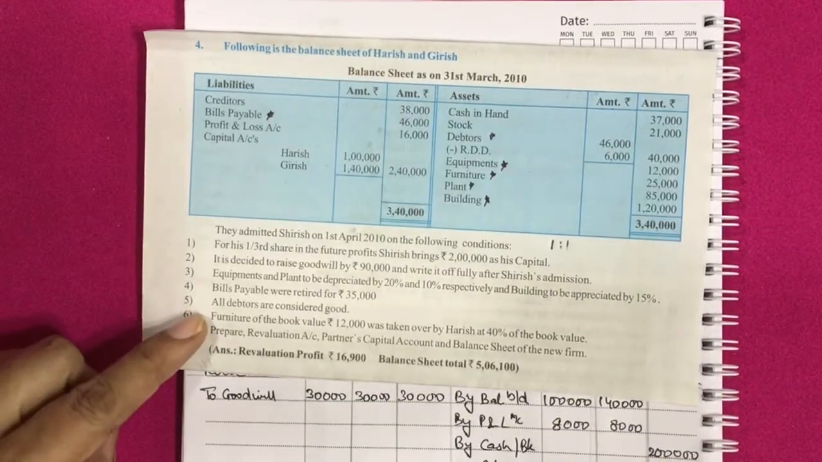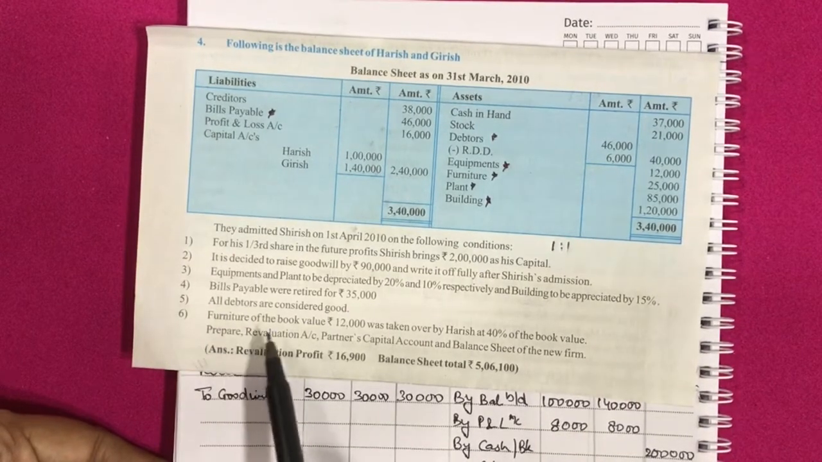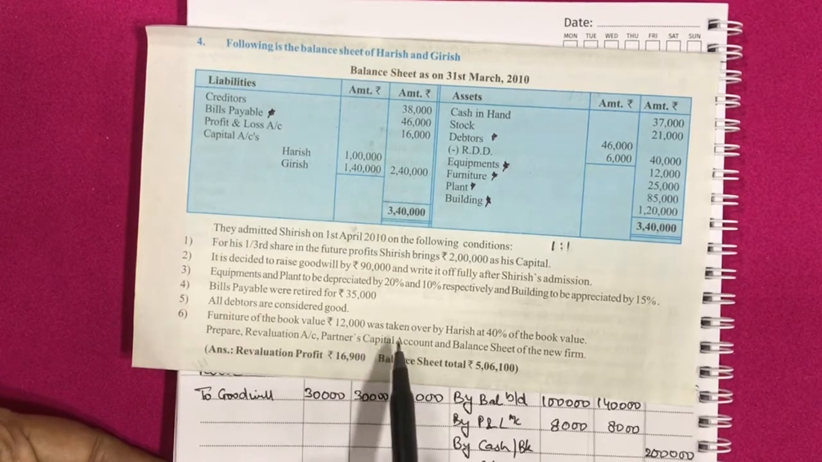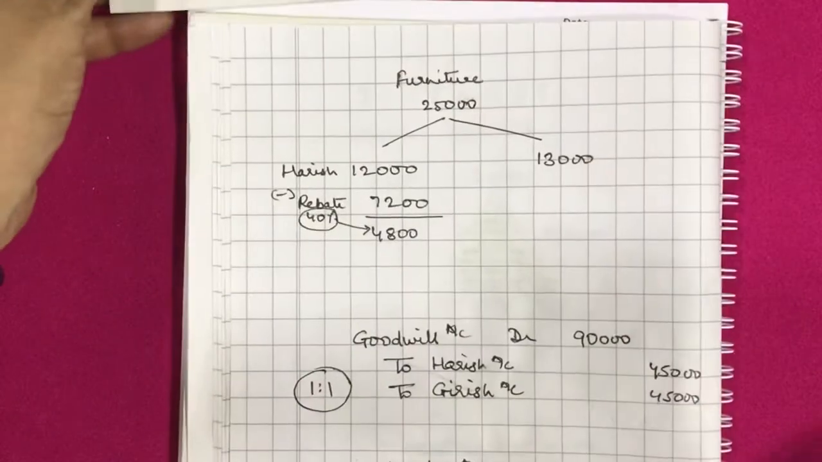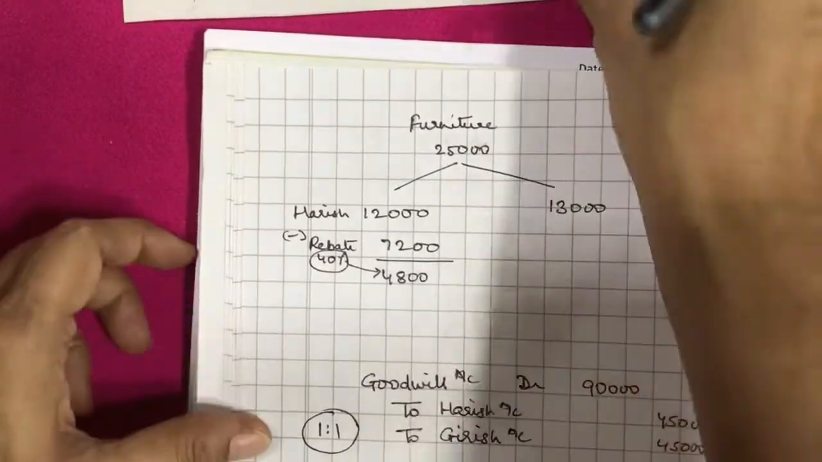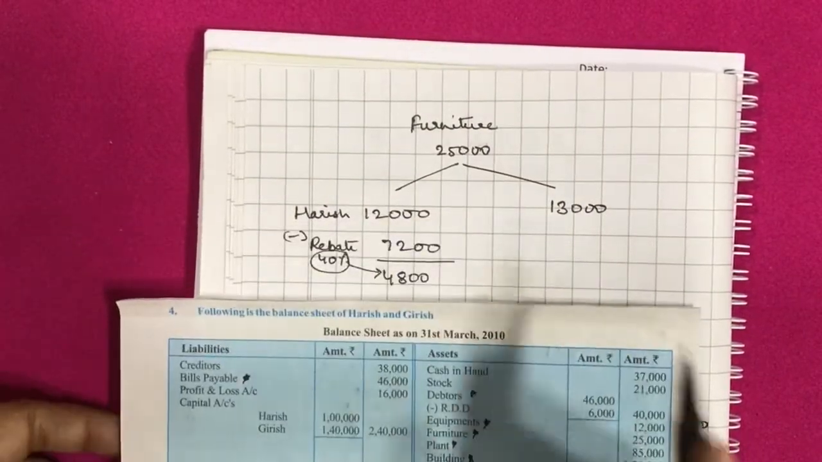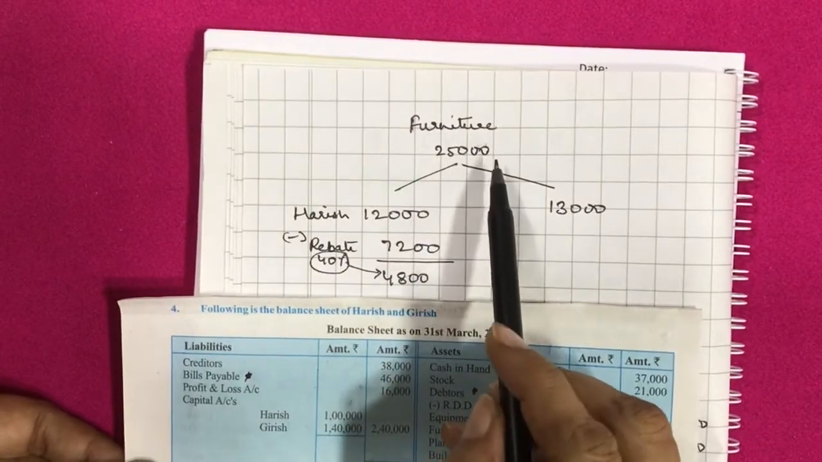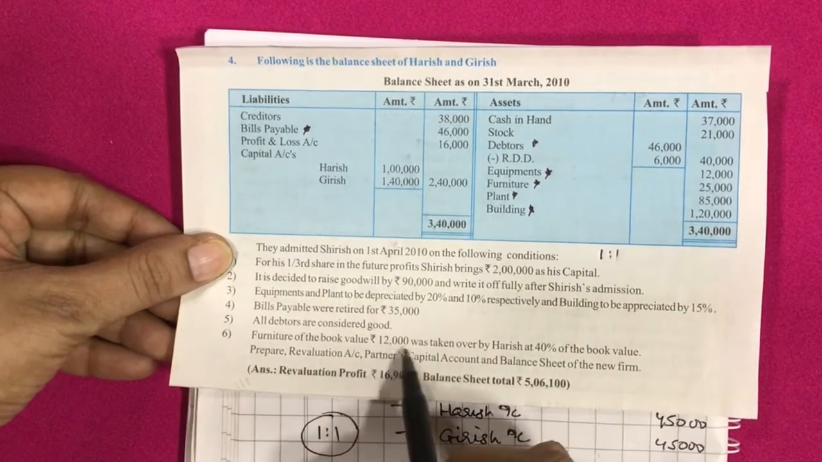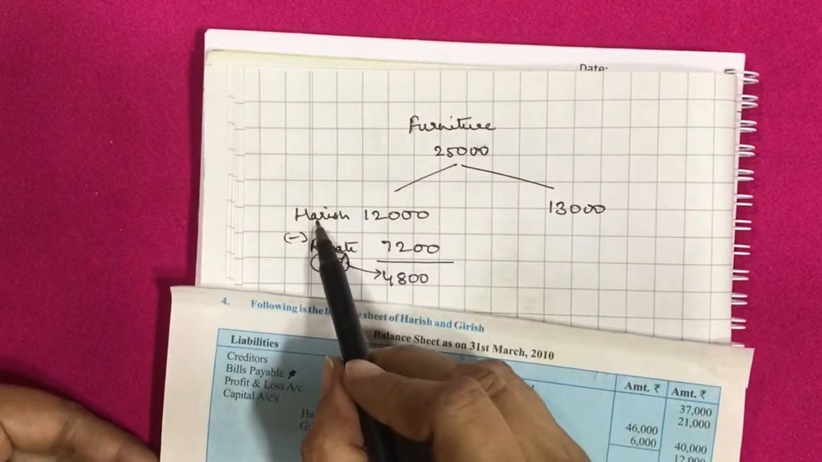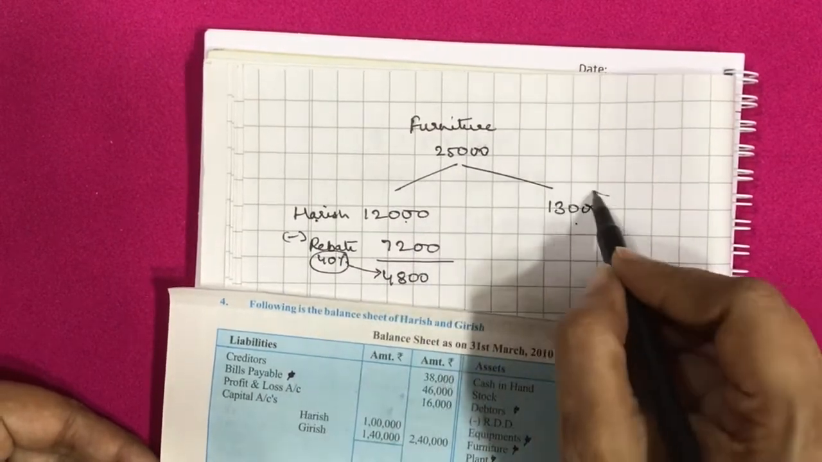All debtors are considered good. That means RDD is cancelled. We've already done that. Now this is important. Furniture of book value 12,000 was taken over by Harish at 40% of book value. Now see here, this is your furniture. Furniture in the balance sheet is given to you as 25,000. Now Harish is taking over furniture of book value 12,000. So 12,000 Harish is taking. So how much is remaining? 25,000 minus 12,000, that is 13,000.